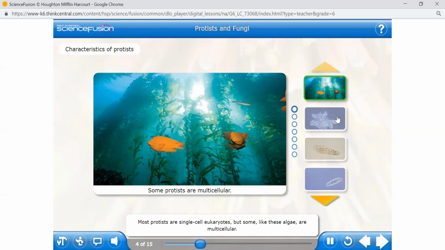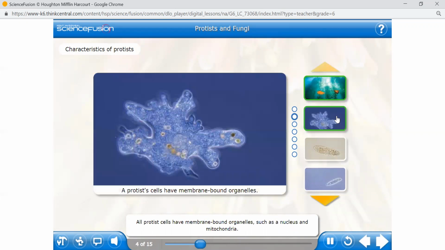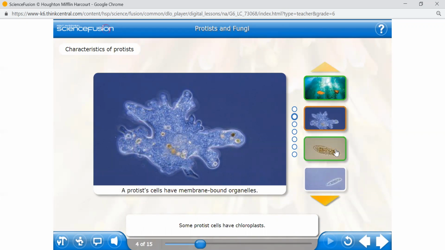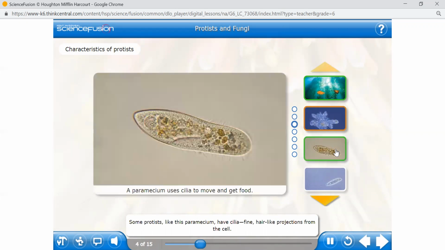Most protists are single-cell. All protist cells have membrane-bound organelles, such as a nucleus and mitochondria. Some protist cells have chloroplasts. I have shown you, like paramecium, how it has chloroplast inside and how it has vacuole inside, right? Some protists, like this paramecium, have cilia, fine, hair-like projections from the cell.